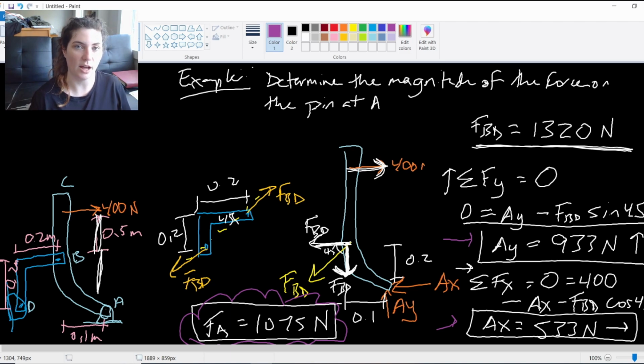So that's an example of how two force members work, how they simplify into one single force. And you're not going to see these a ton right now, but when we get into trusses and some other things down the line, these two force members are going to pop up more often.